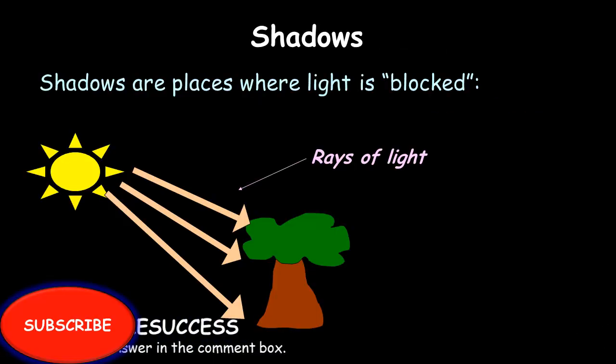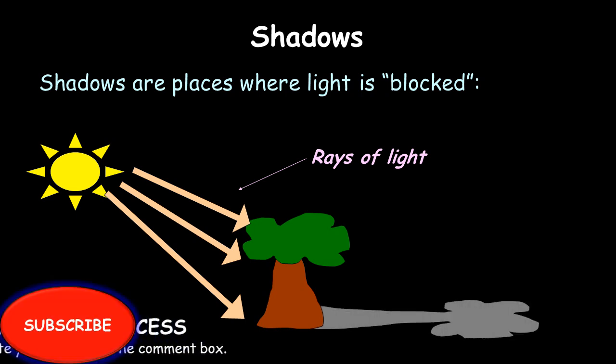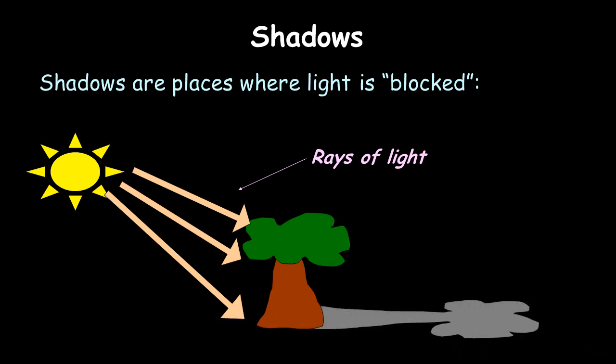When light passes through any opaque object, then a shadow is formed. That is, shadows are places where light is blocked.